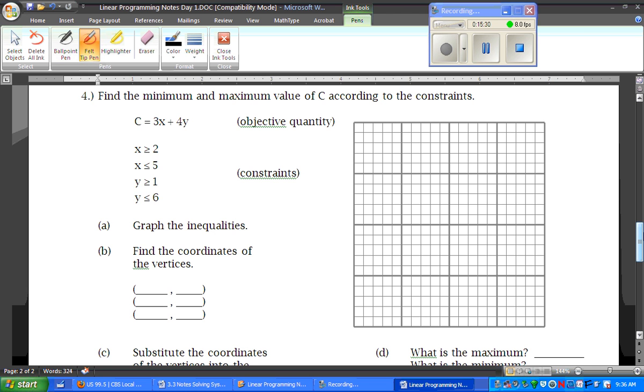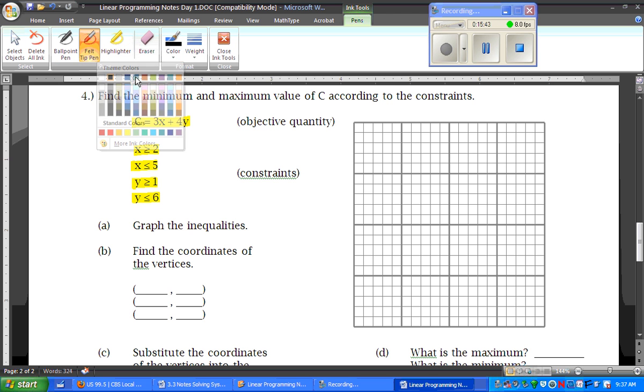On the back of your worksheet, let's do it again. The objective quantity is at the top. The constraints are listed down below. They're the inequalities. When we go to graph, we put the y-axis over on the left and the x-axis on the bottom.